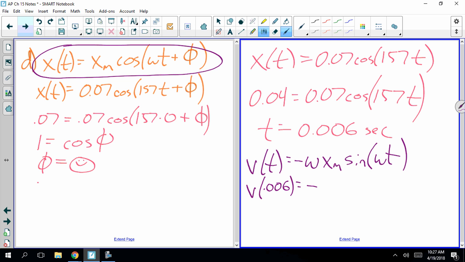So that's negative 157 times our x max, which is 0.07, times the sine of omega, which is 157, times our t, which is 0.006, and solve that.